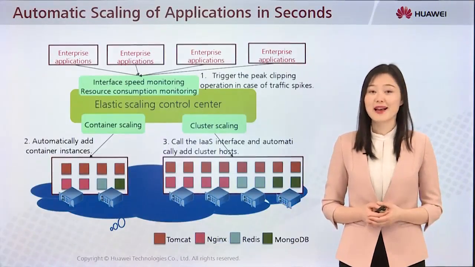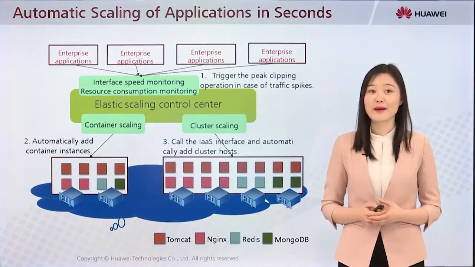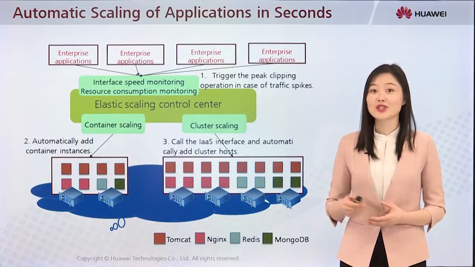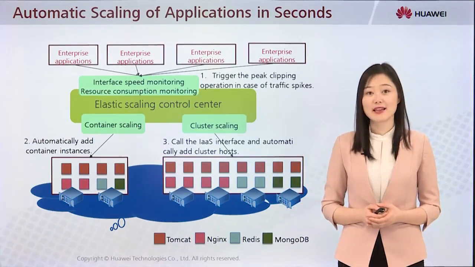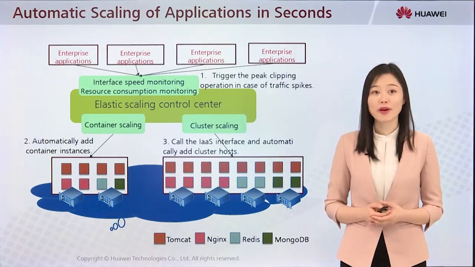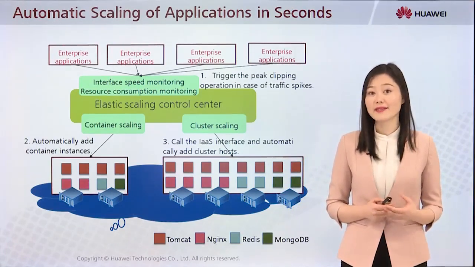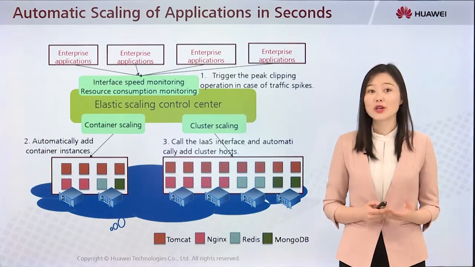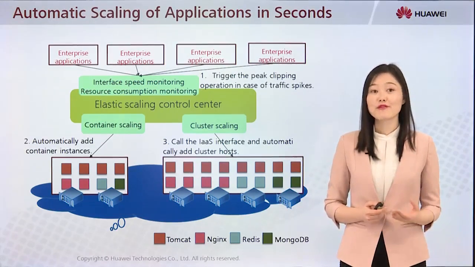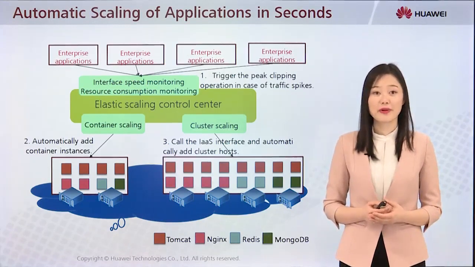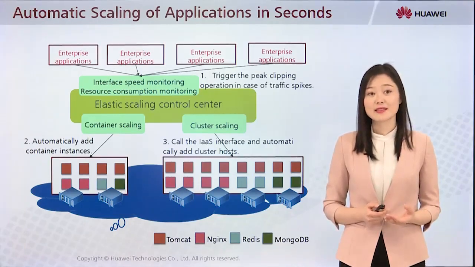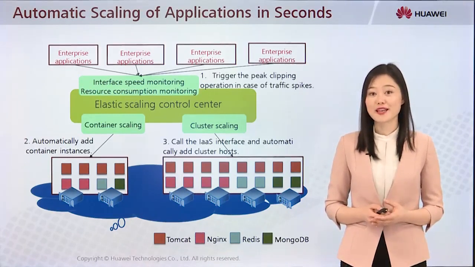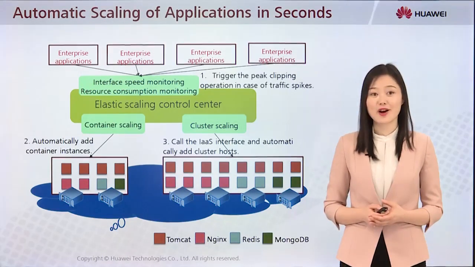Docker and Kubernetes can also work together to scale application automatically. As shown in the figure, Tomcat, Nginx, Redis, and MongoDB services can be deployed on a hardware node quickly and scaled in seconds. The auto-scaling process is as follows. First, trigger the peak clipping operation in case of traffic spikes. Second, automatically add container instances. Third, call the IaaS interface and automatically add cluster hosts.